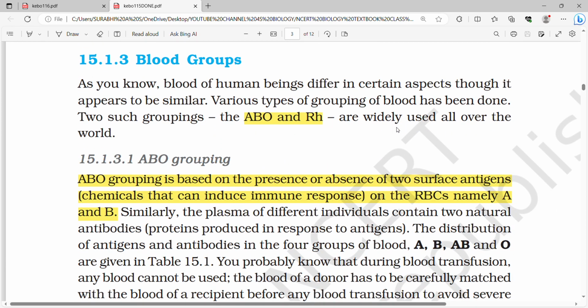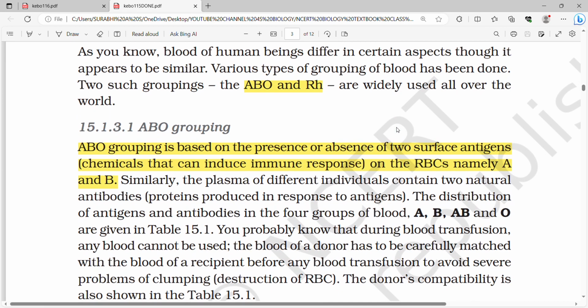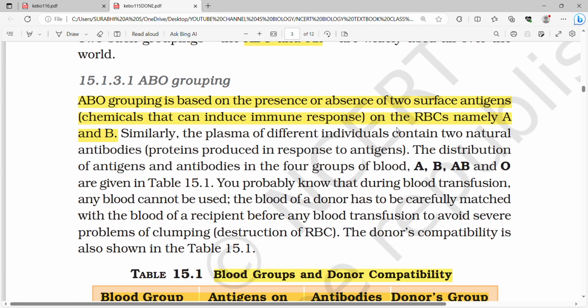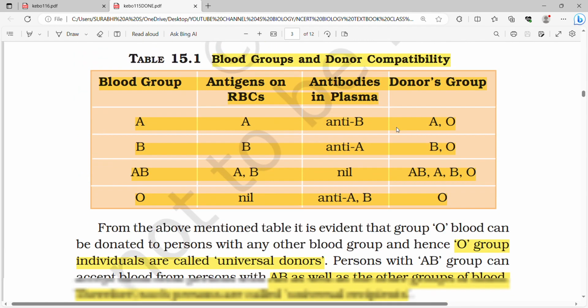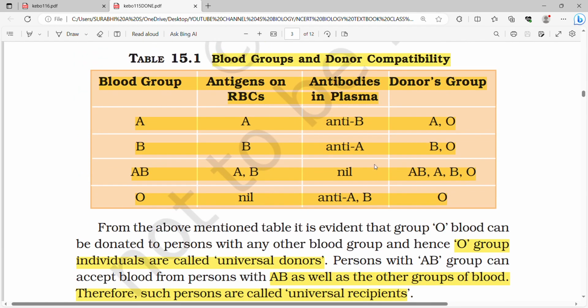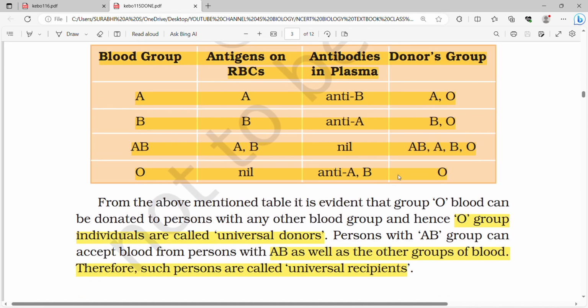Next, moving on to blood groups. So there are two types basically, ABO and Rh group. ABO is the normal human blood group, which is based on the presence or absence of two surface antigens on the RBCs, namely A and B. So you should know this table, which is very important, and you should know that the antigen is present on RBC and the antibody is present in plasma.